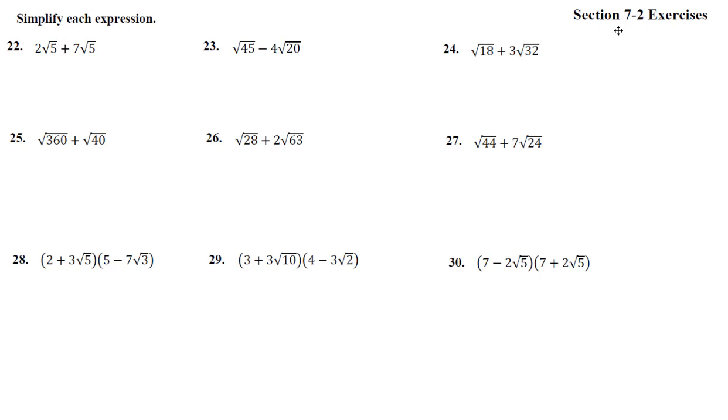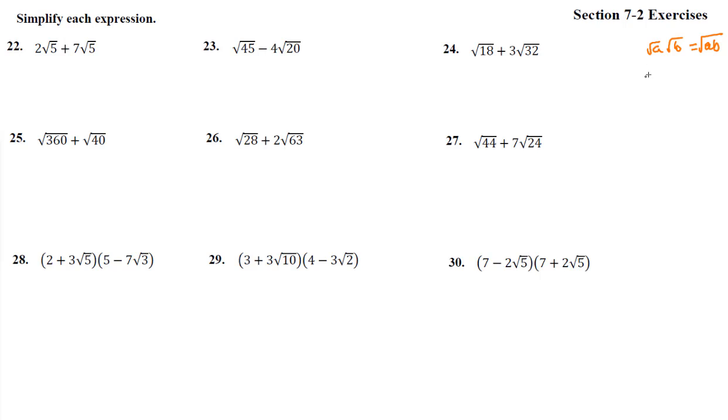Here we are in section 7-2, exercises 22 through 30. And remember, we're going to have two major rules that we're going to be following in simplifying each expression. The first is that when you have the square root of a times the square root of b, that equals the square root of a times b. That's the first rule that we're going to use.